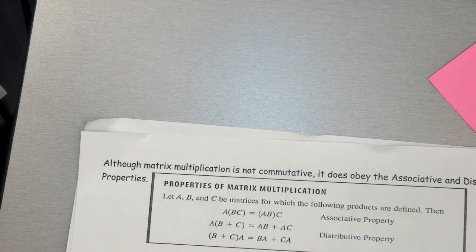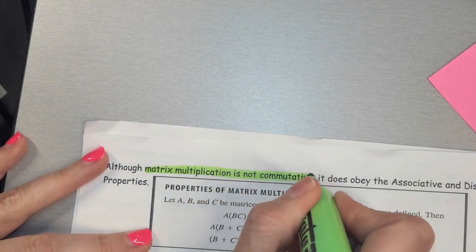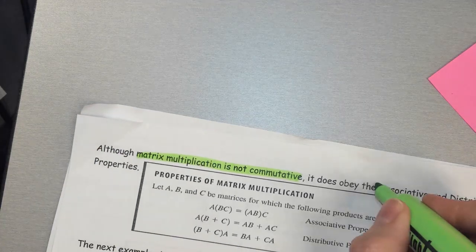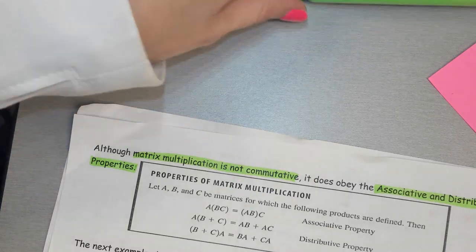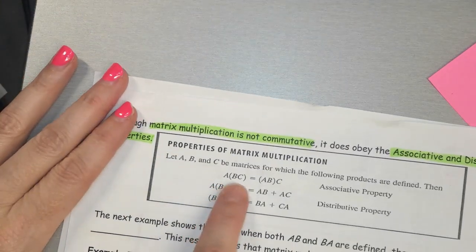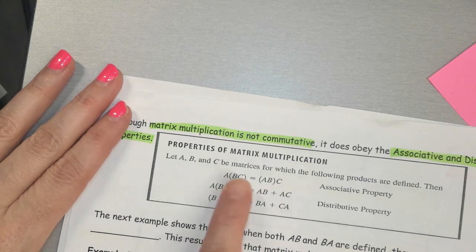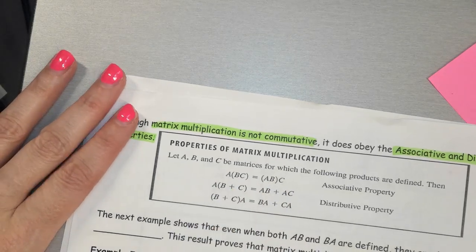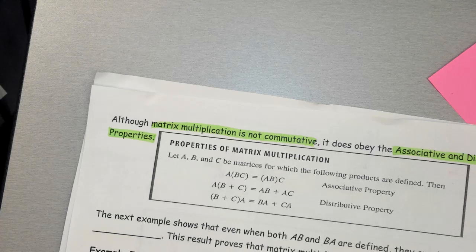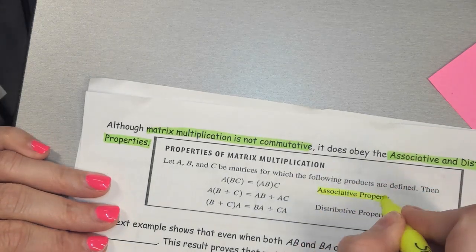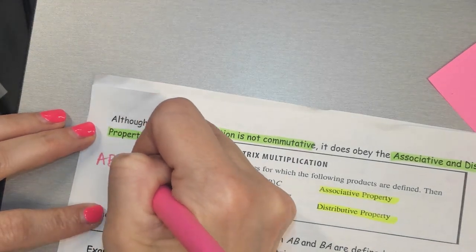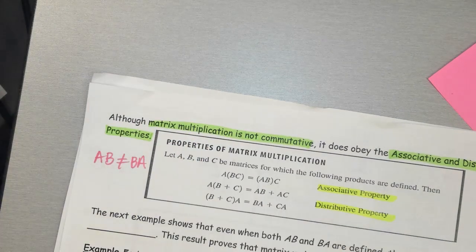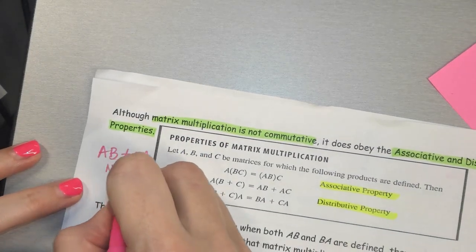So even though matrix multiplication is not commutative, it does obey the associative and distributive properties. Okay, so associative means you can either multiply A times B and then C, or B times C and then A. It just has to be in that order. Okay, and then it also is going to follow the distributive property. Okay, but what is not the same is AB does not equal BA. And that's called commutative.